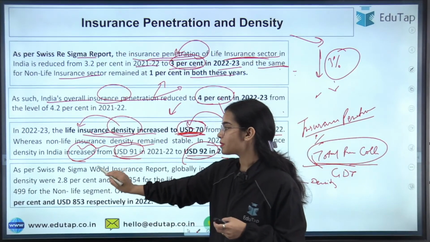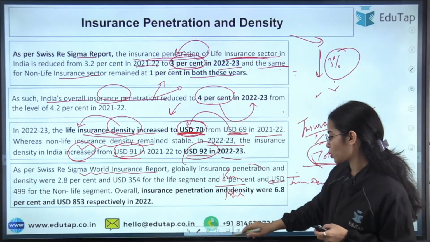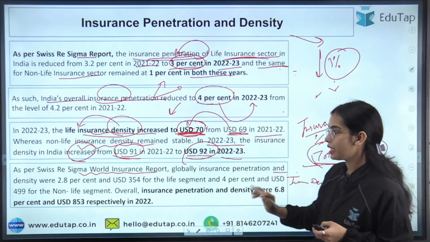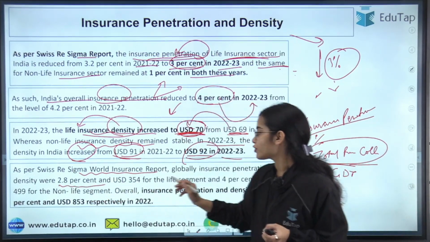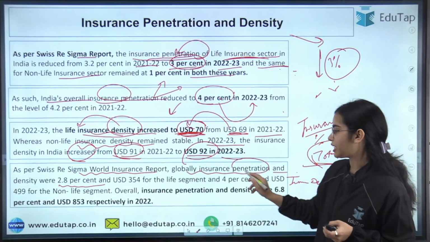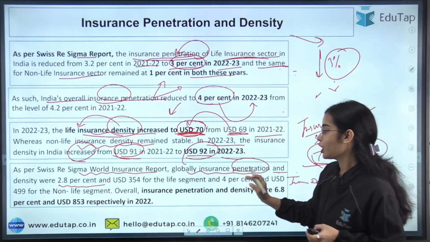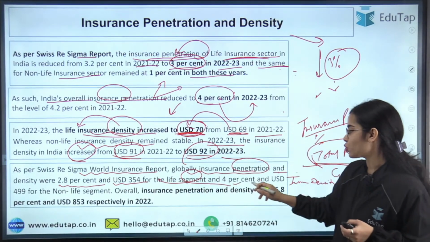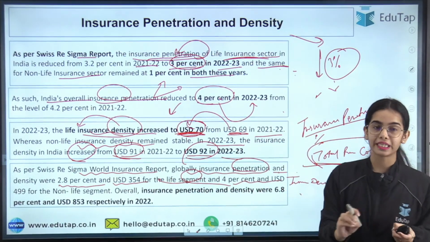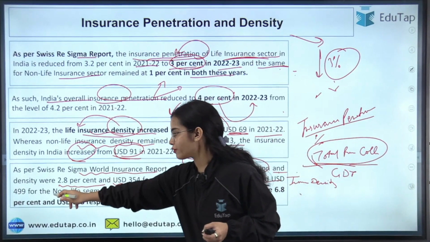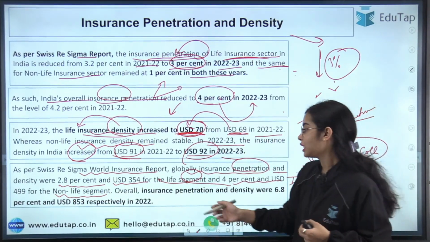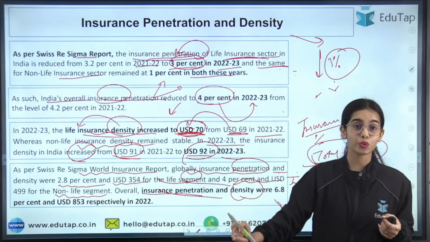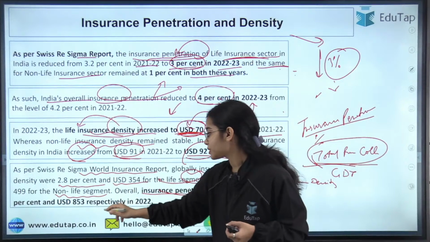Okay, now as per Swiss Re Sigma World Insurance Report, the global insurance penetration and density were 2.8%. So globally, insurance penetration was 2.8% and USD 354 was the density for the life segment, and 4% and USD 499 was the density for the non-life segment. So in totality, the insurance penetration and density were 6.8% and USD 853 respectively in 2022.